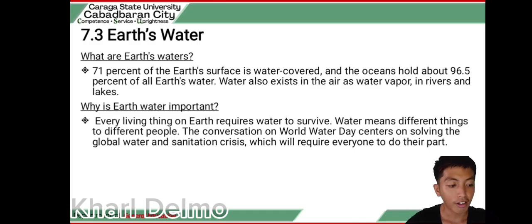The ocean holds 96.5% of Earth's water, which means nearly all the water on Earth is salty and part of the ocean system. Only a small fraction of Earth's water is fresh and found in places like rivers, lakes, and underground aquifers. Water is not only in liquid form, it also exists as water vapor in the atmosphere and in smaller quantities in rivers, lakes, ice caps, and glaciers.